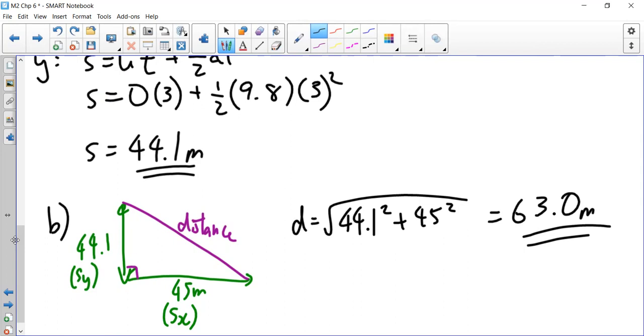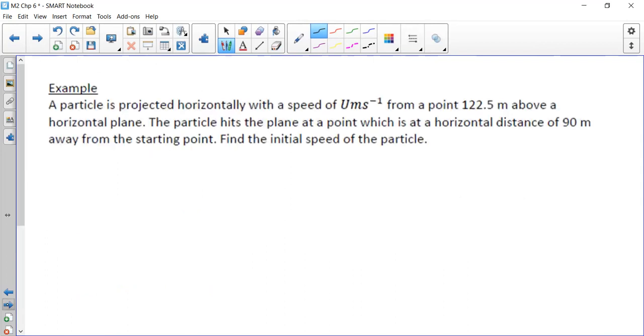All right, is there one more? Yes, a treat, one more for you. A particle this time is projected horizontally with a speed u meters per second from a point 122.5 meters above the horizontal plane. So maybe we can do that. Okay, so that's the particle.